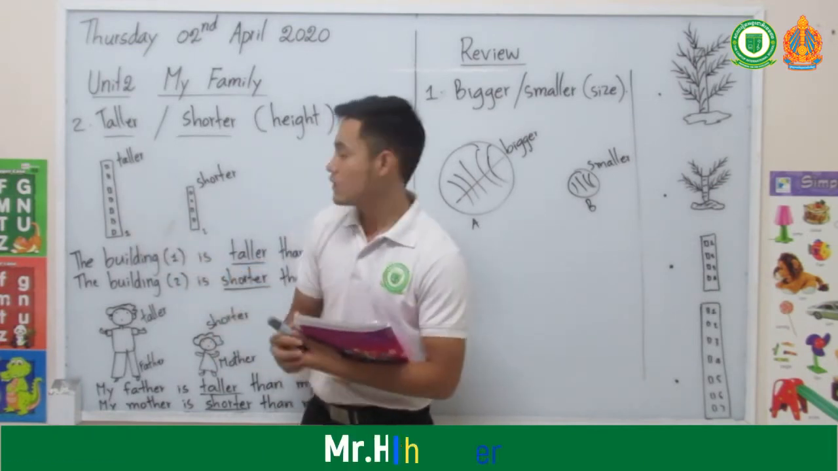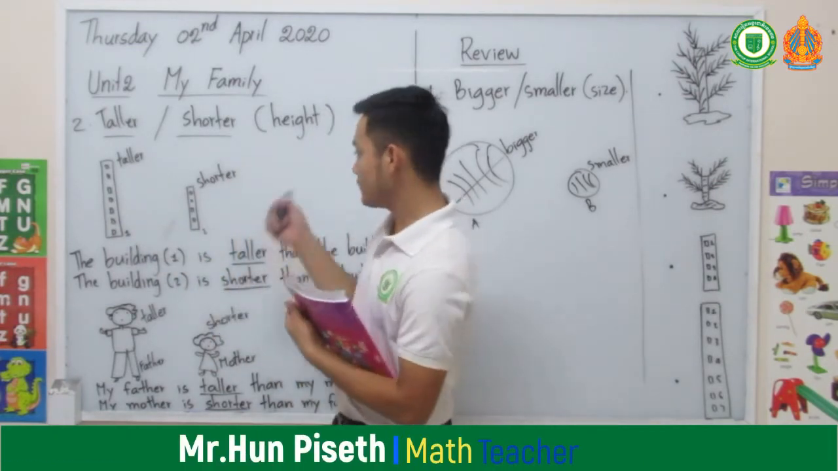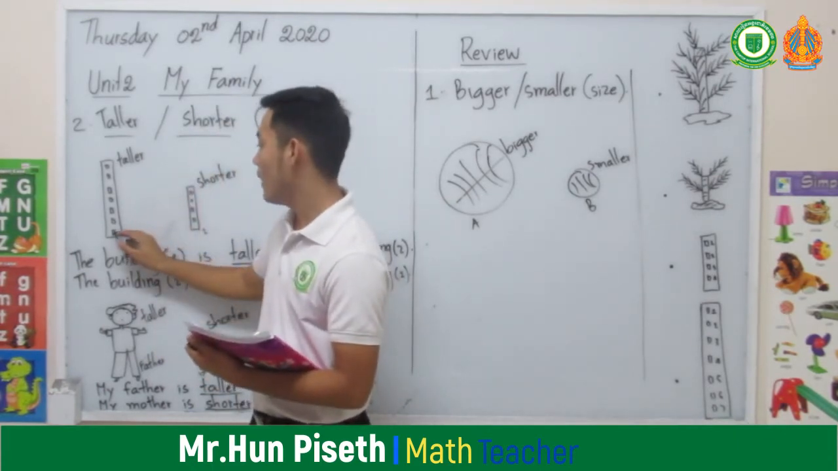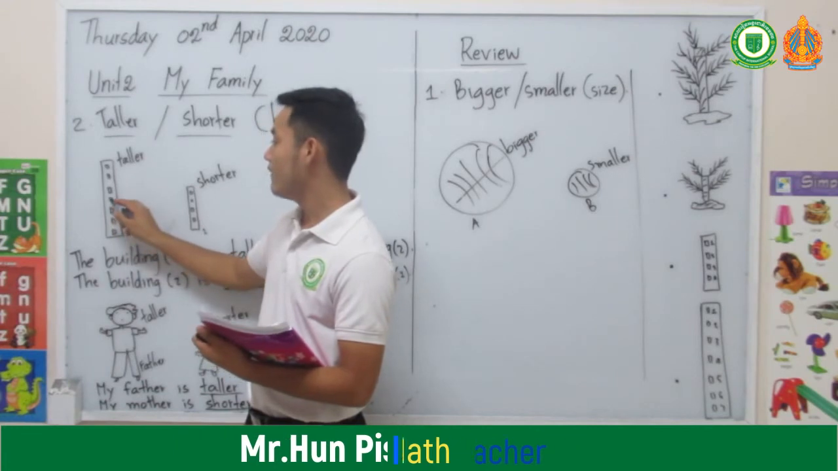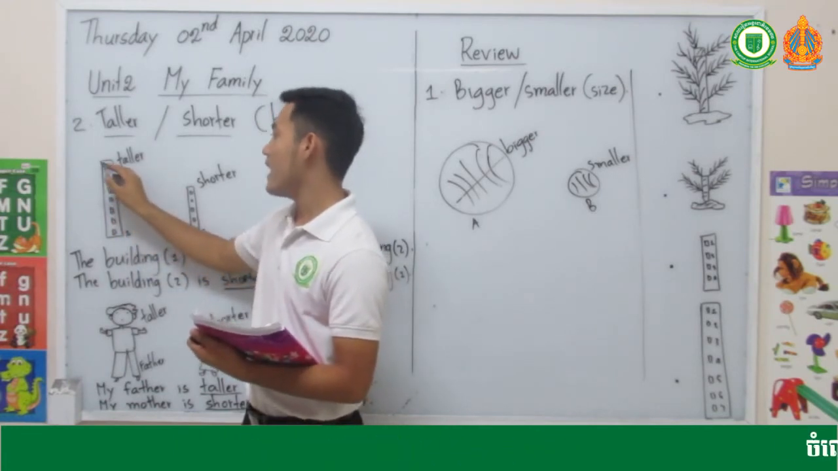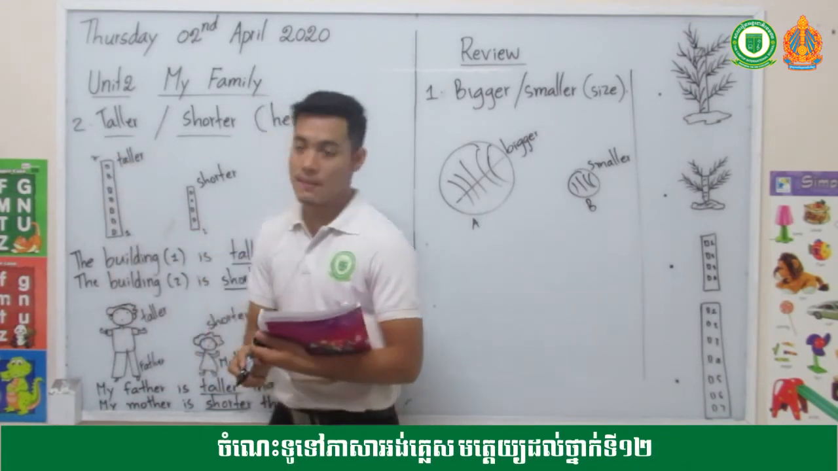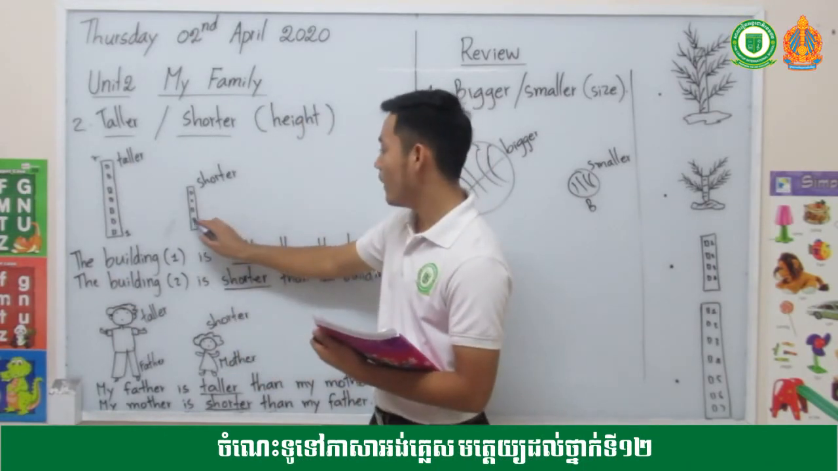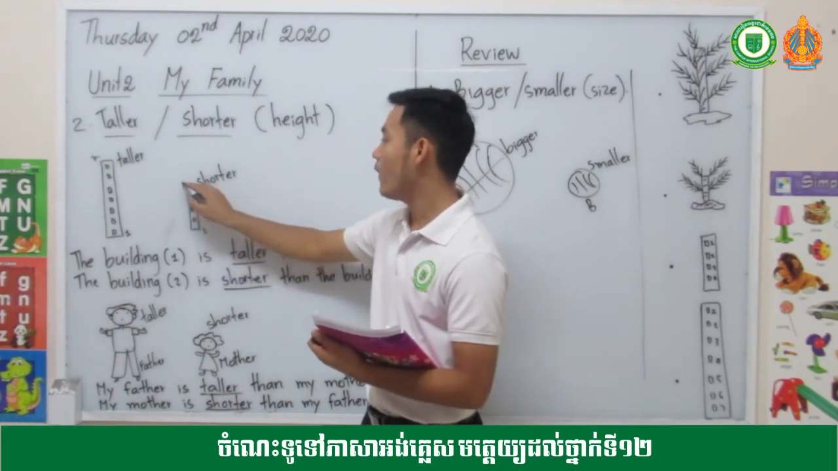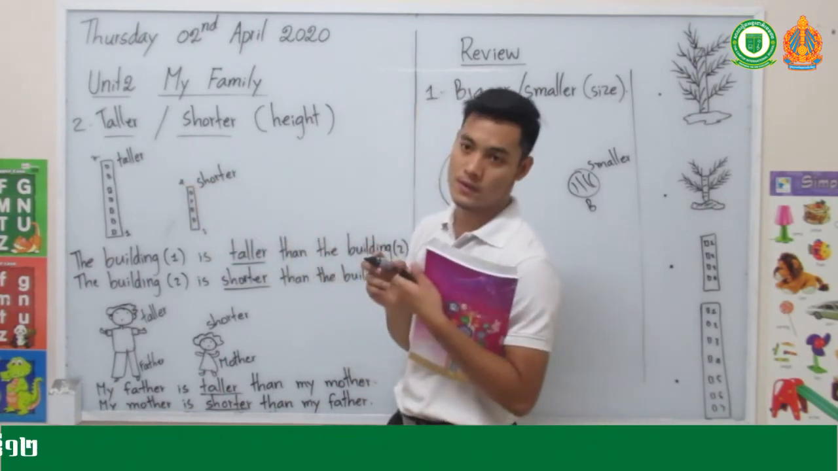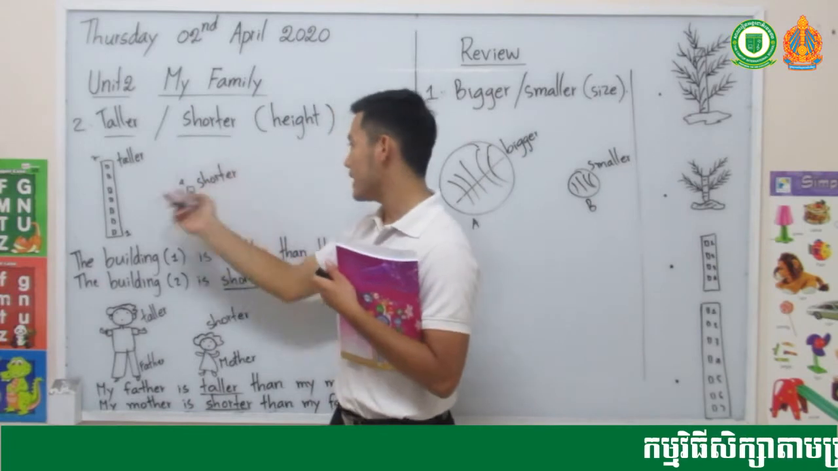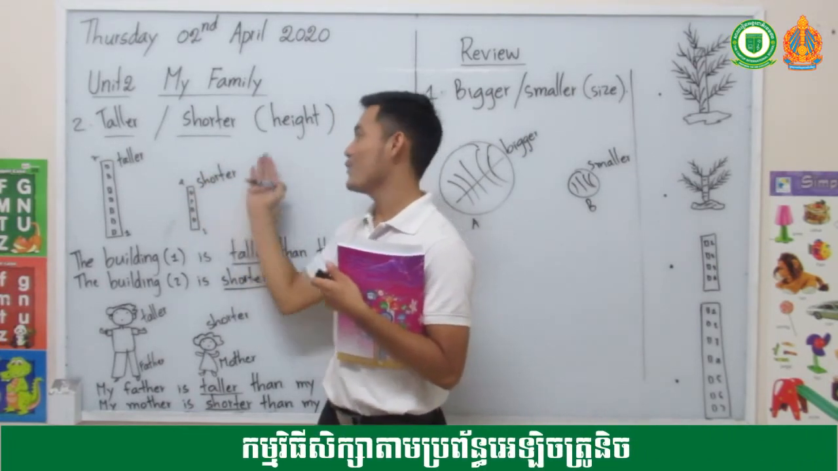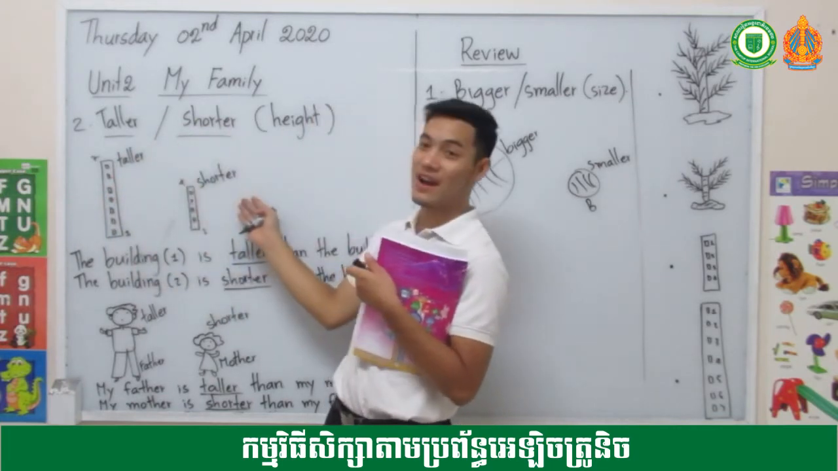Why can I say that? So you look at the floors of building 1. How many floors are there? So 1, 2, 3, 4, 5, 6, 7. So we have 7 floors. But look at building 2. How many floors are there? So 1, 2, 3, 4. Only 4 floors. So when you're comparing the height of these two buildings, you really know which one is taller and which one is shorter.